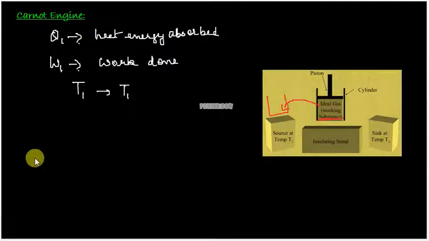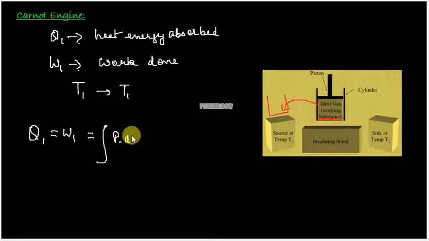Now for that, what is the work done? How can we calculate it? You've already done this work done calculation in isothermal expansions. That is equal to W1, the heat energy supplied and the work done. It's equal to PdV because there is a rise in volume happening here, because the gas is expanding. So if we take a small amount of volume dV, then for the entire volume expansion from V1 to V2, you will get the work done as the integral of PdV.